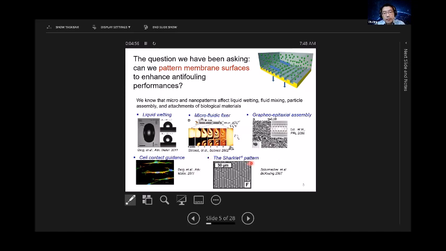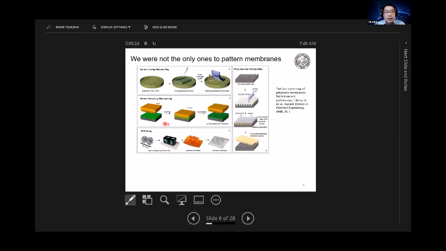And Professor Tony Brennan's group at the University of Florida found that if you design structures that mimic shark skin, you can affect or prevent biological attachment. So there is a lot of literature showing that these patterns dictate liquid wetting, mixing, particle assembly, and attachment of biomaterial. And all of these things you can find in a water stream. So of course, we're not the only ones or the first ones to look at patterned membranes.